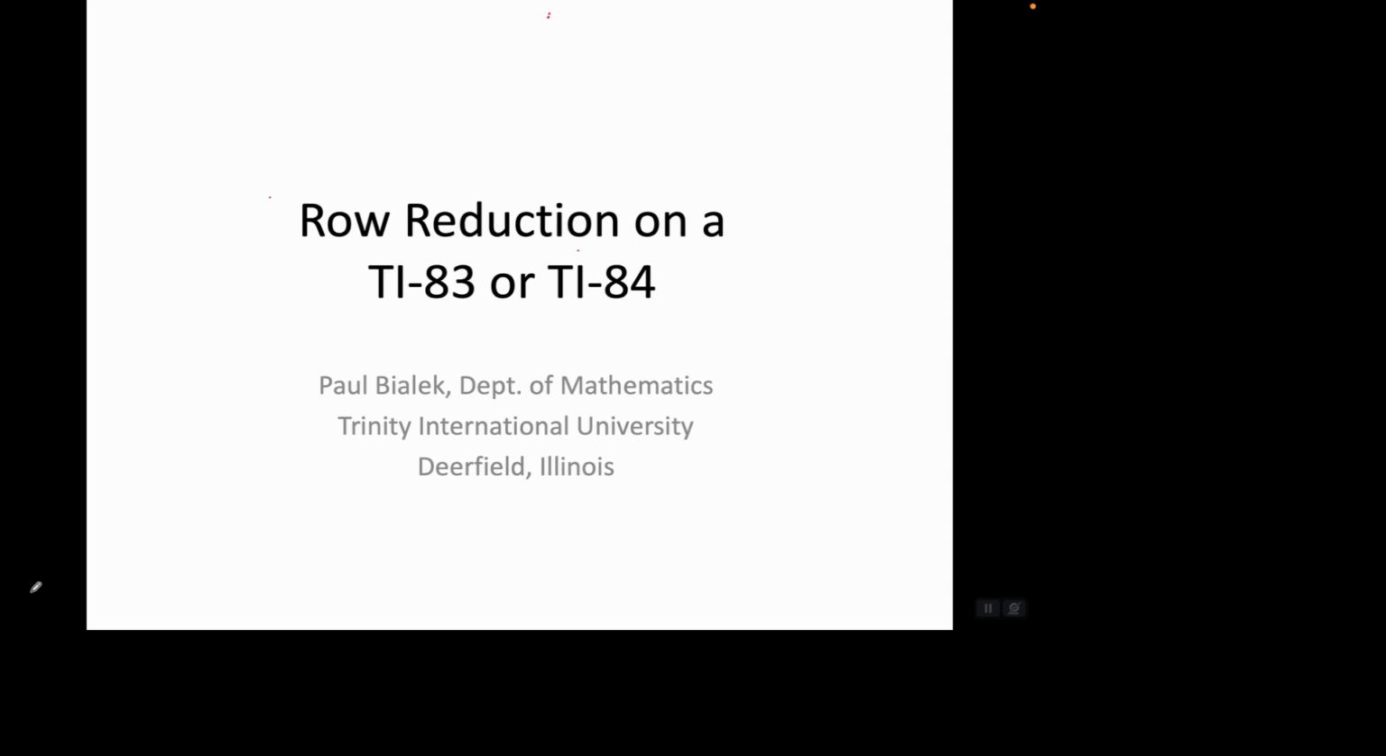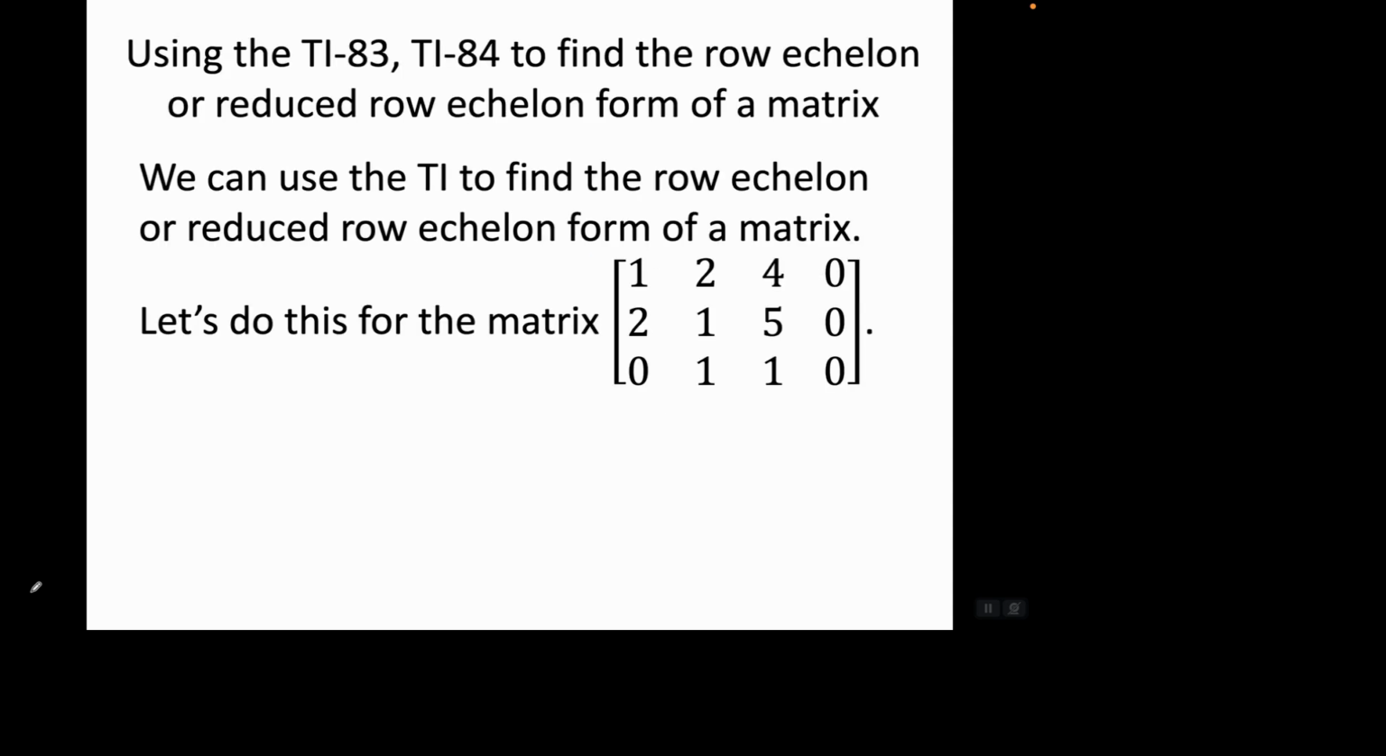Let's talk about row reduction on a TI-83 or TI-84. We can use the TI to find the row echelon or reduced echelon form of a matrix. Let's do this for the matrix 1240, 2150, 0110.